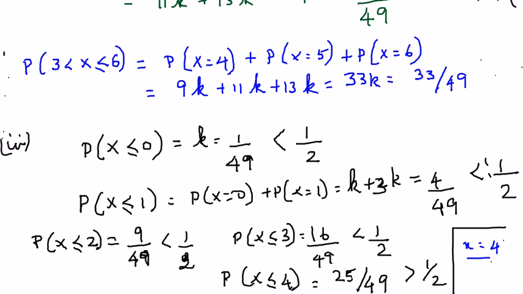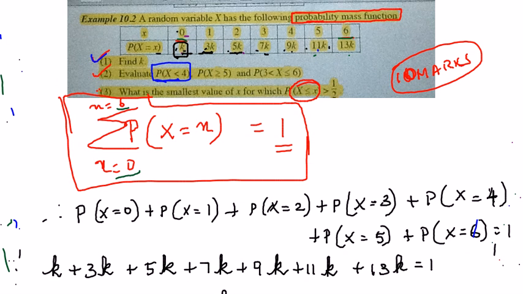So you repeat whatever is asked in the question and finish the sum. Therefore, the smallest value of x for which it is greater than half is x equal to 4. Only for that value you will get P(X less than or equal to x) greater than half.